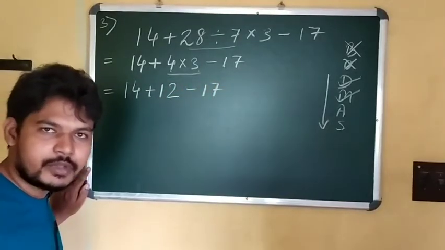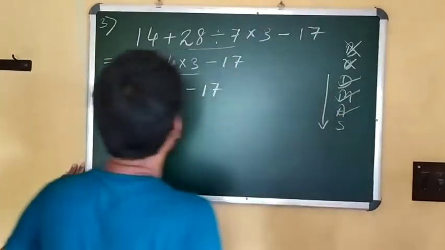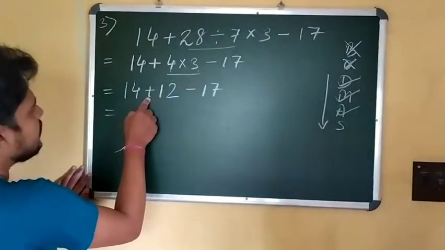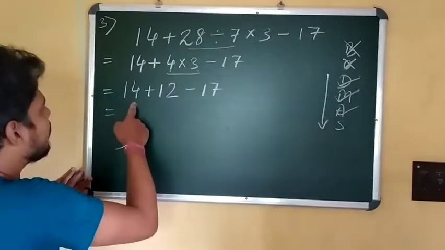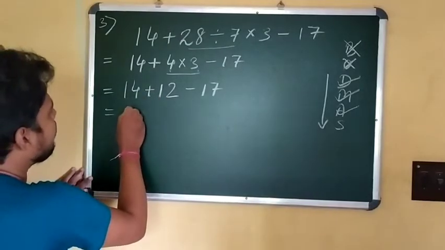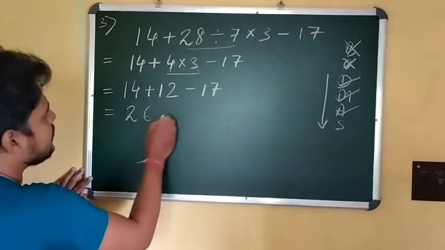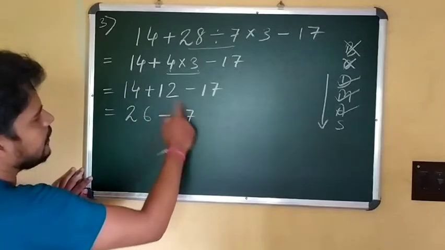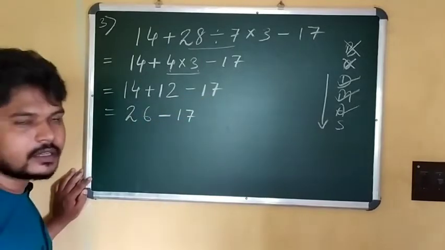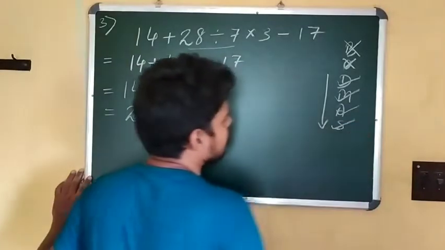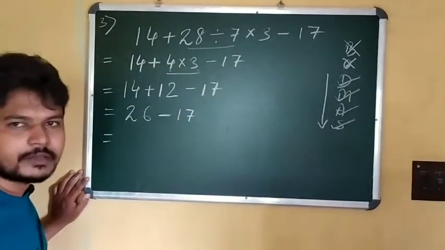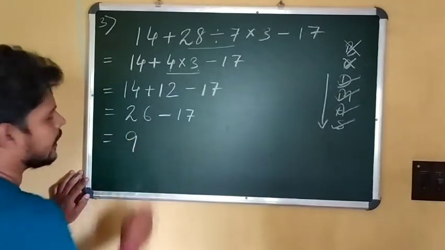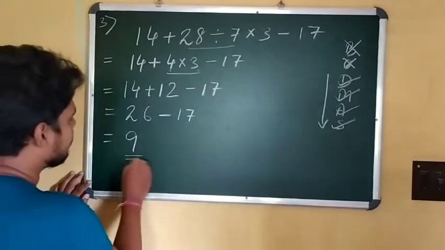Then which operation do we have to do? Addition. You can see that the addition symbol is present between 14 plus 12. Then 14 plus 12 will be 26 minus 17. You write down the next part as it is written. Then we have to follow the subtraction. Then 26 minus 17 will be 9. So 9 is our answer.